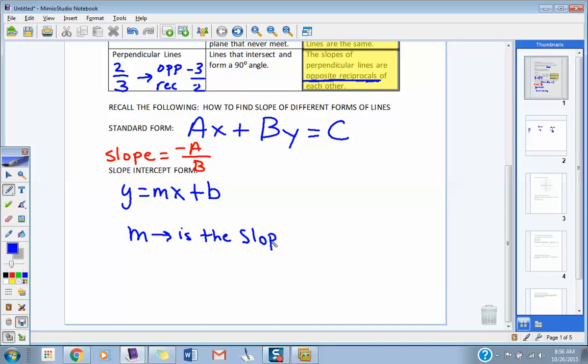Okay, so just take a second, double check. Make sure you've got everything down on that first page. Again, we're going to be looking at slopes that are either the same or slopes that are opposite reciprocals of each other. That's what we're looking at today. We need to differentiate between standard form and slope-intercept form to be successful with what we're going to look at right now. Okay? Let me know when you have that first part down.